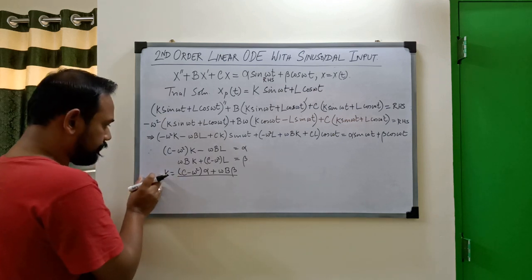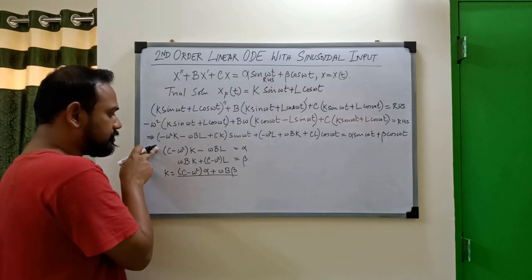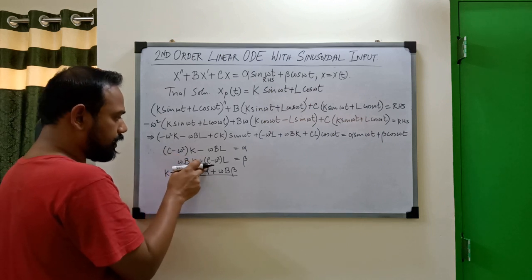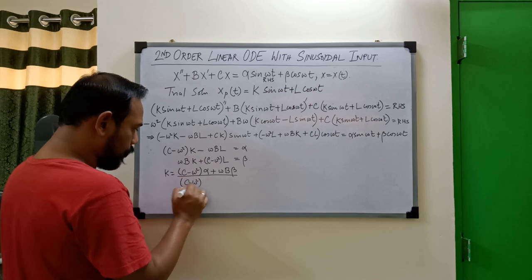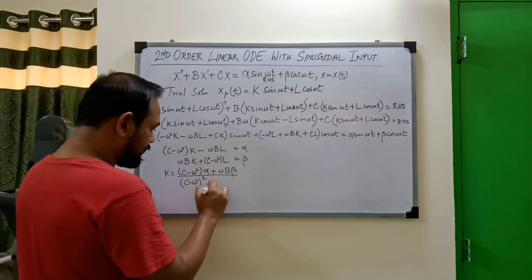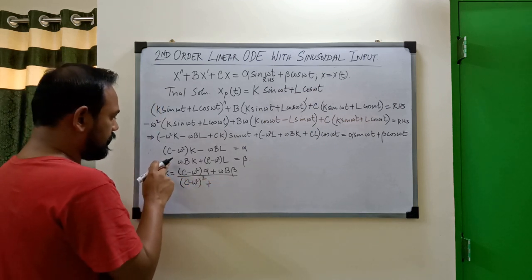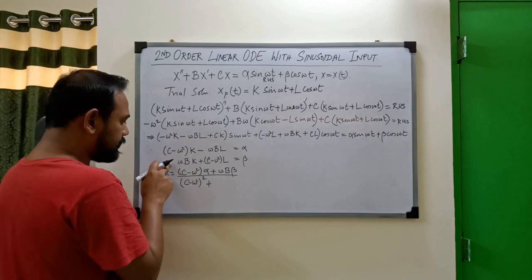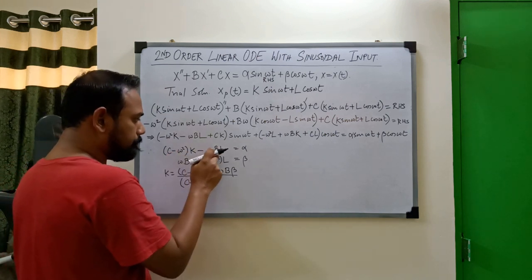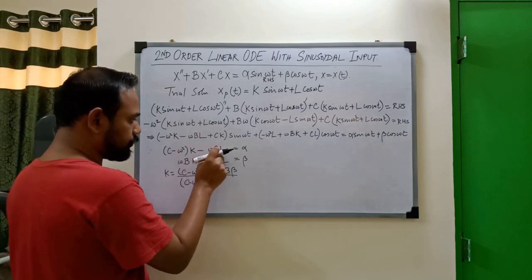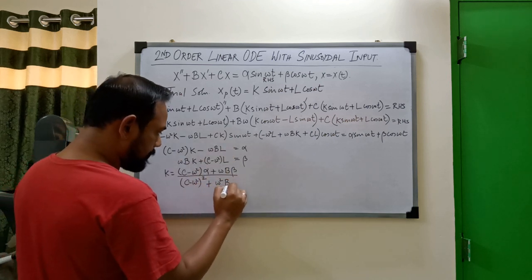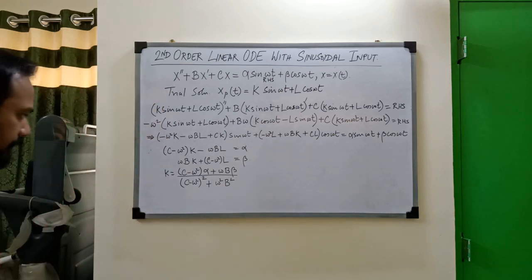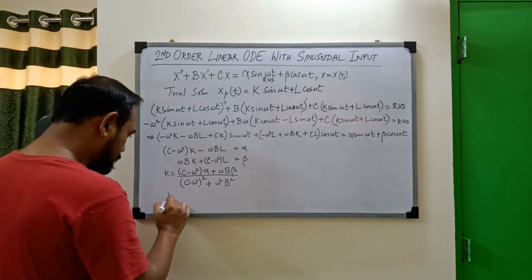So what's the coefficient of K here? I'm multiplying the first equation by C minus omega square, the coefficient of L here. So I get a (C minus omega square) squared, and I'm adding, I'm multiplying the second equation by omega b, which is the coefficient of L here. So I'm getting omega square b square. Okay, that's your K. What about L?